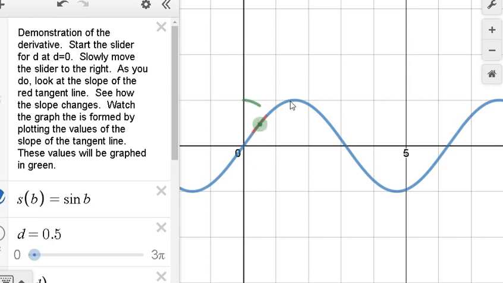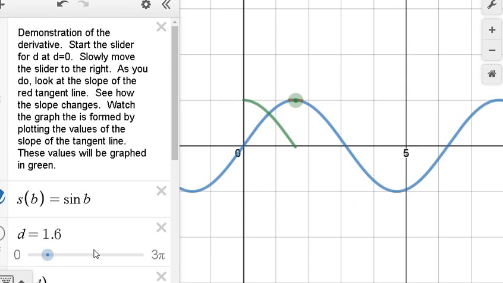Now, as I get closer and closer to this point here, pi over 2, what's going to happen to the derivative, the green graph? Should get closer and closer to 0, right? So let's go slowly here. And bam, there you go. So the derivative is no longer positive, and that reflects that this function is going to start decreasing. And it's going to keep on decreasing until you get to, say, this point here.